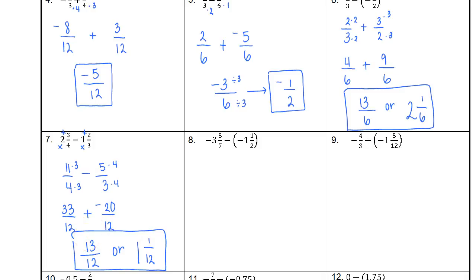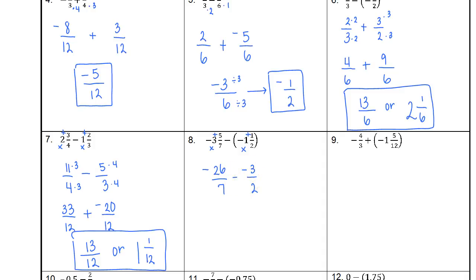For number 8, I'm going to tackle this problem the same way. So I'm going to change both mixed numbers to improper fractions and then find a common denominator. 7 times 3 is 21, plus 5 is 26. So 26 over 7, and of course I need to bring down that negative sign. For negative 1 and 1/2, 2 times 1 is 2, plus 1 is 3. So 3 halves, and that's negative, and I'm subtracting it.